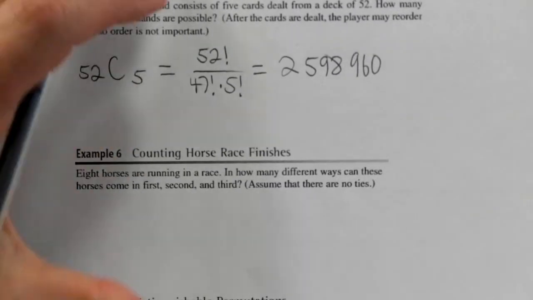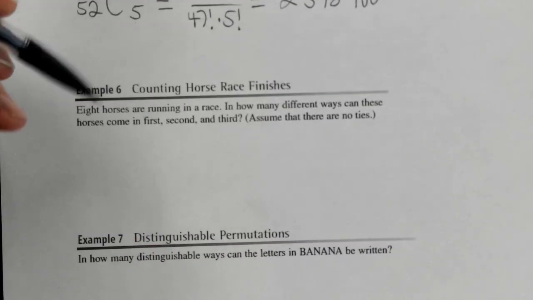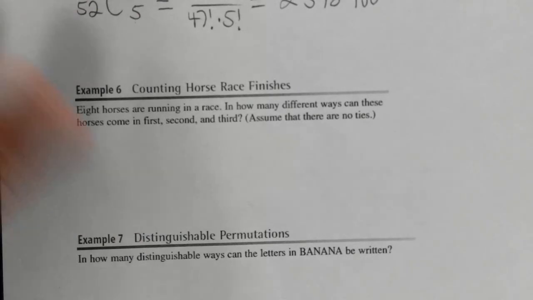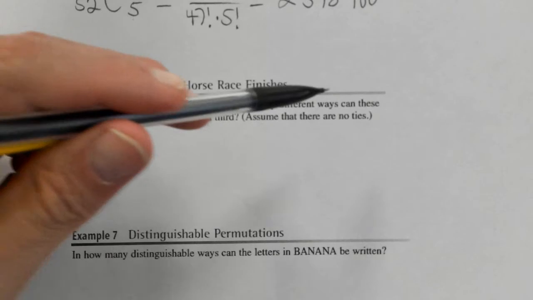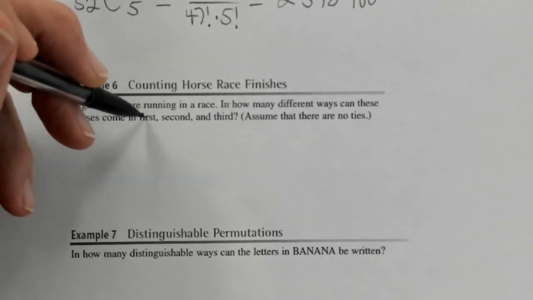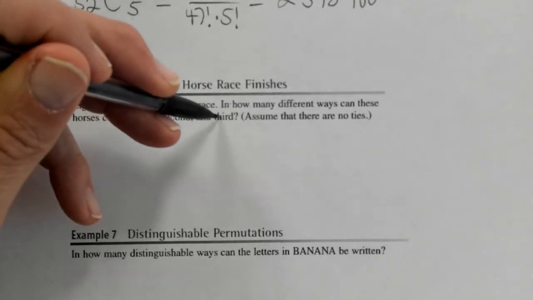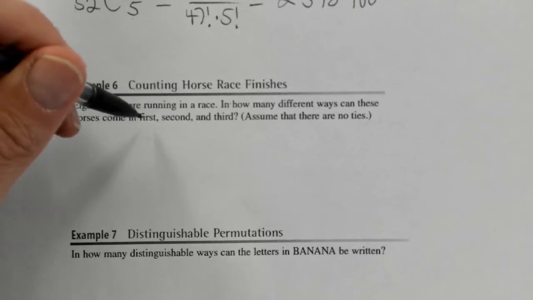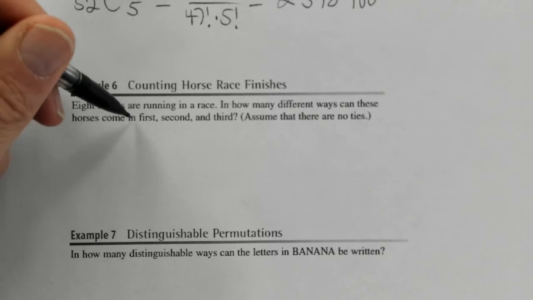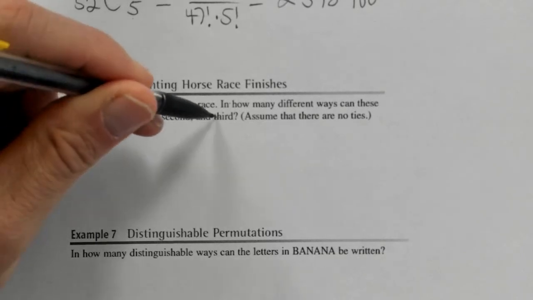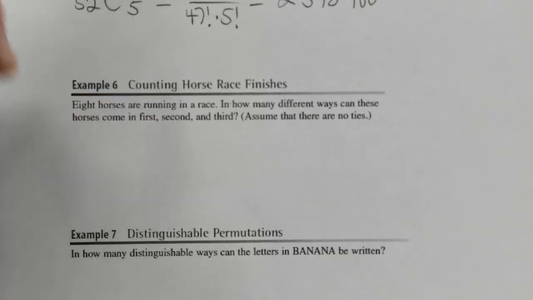All right, so the next thing that we're going to be looking at is this example. It says 8 horses are running in a race. In how many different ways can these horses come in first, second, and third? Okay, so how many different ways can these horses come in first, second, and third? All right, so once you see that the question is about an order of finishing, then that should alert you that order is important, and when order is important, then we know we're dealing with a permutation.